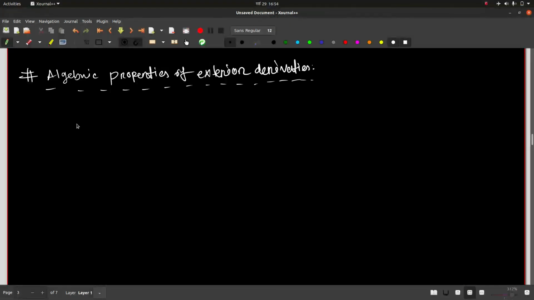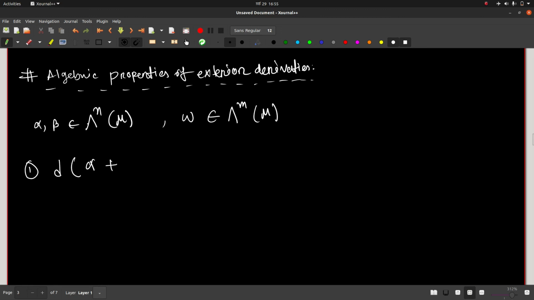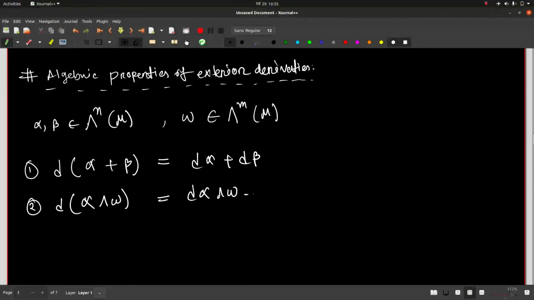So let's say alpha and beta both are n forms, and let's say omega is another m form. If this is true, then the following properties hold. One: d of alpha plus beta would be equal to d of alpha plus d of beta. Two: d of alpha wedged with omega will be d of alpha wedged with omega plus minus 1 to the power n alpha wedged with d omega.